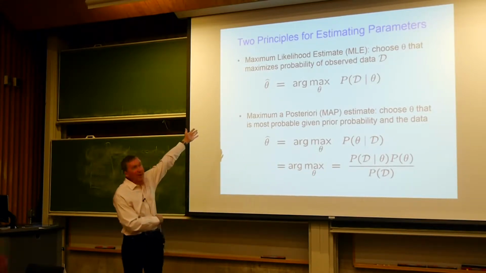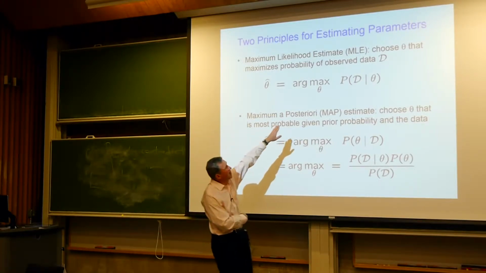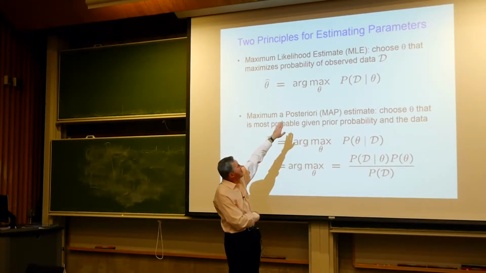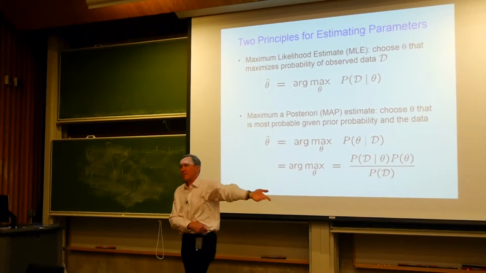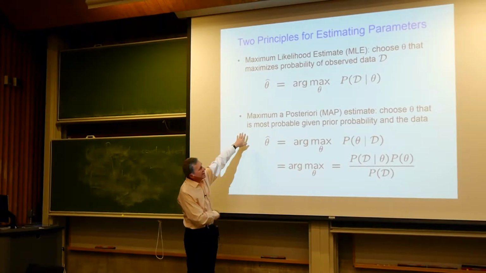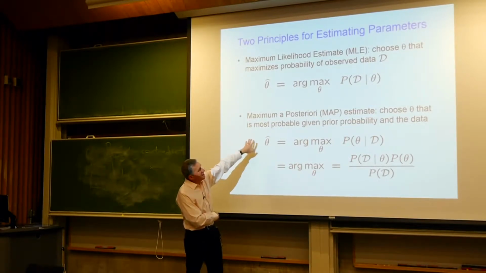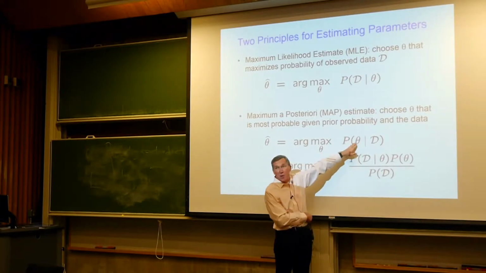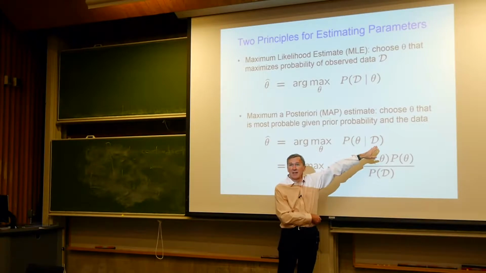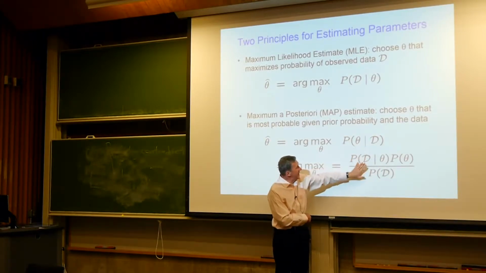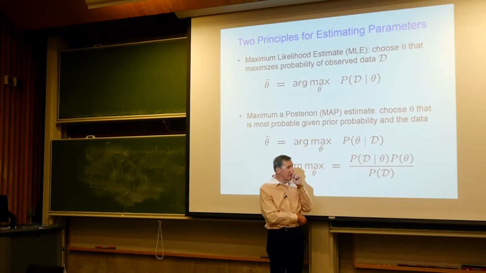Those are maximum likelihood estimates, one principle, which says that we want to choose the parameters theta, that's what we're trying to learn, in a way that maximizes the probability of the data, given theta. The second principle, which is very much like that, says, well, actually we want to choose the theta which is itself most probable given the data. And we know by Bayes' rule that this quantity equals this quantity. That's what Bayes' rule says.